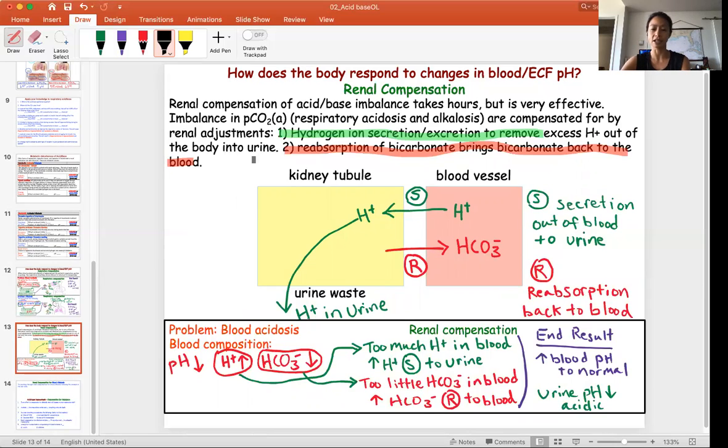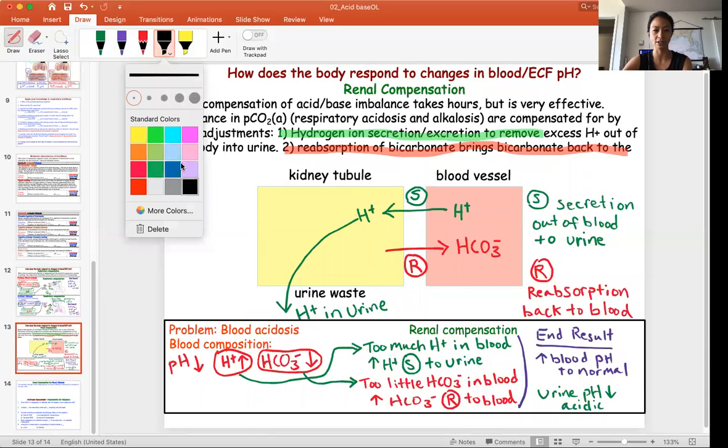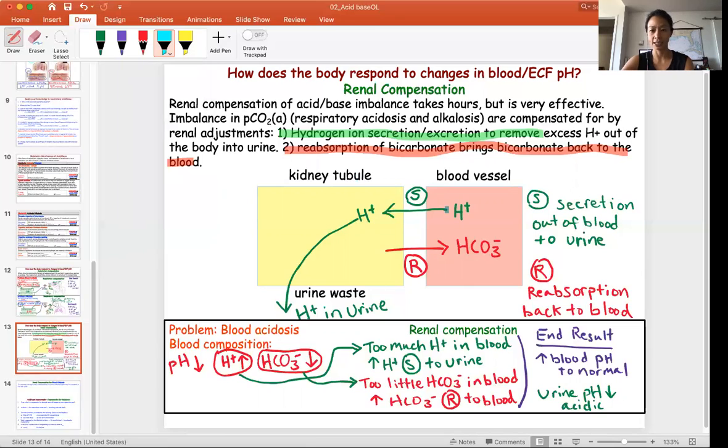Okay, so let's take a look at how we balance it. So first off, there's a couple key points you really need to understand. One is that the hydrogen ion in the kidney is always secreted in this direction. So hydrogen ion is secreted, so S for secretion. That means it's out of the blood, here you see the blood vessel, into the urine, okay?